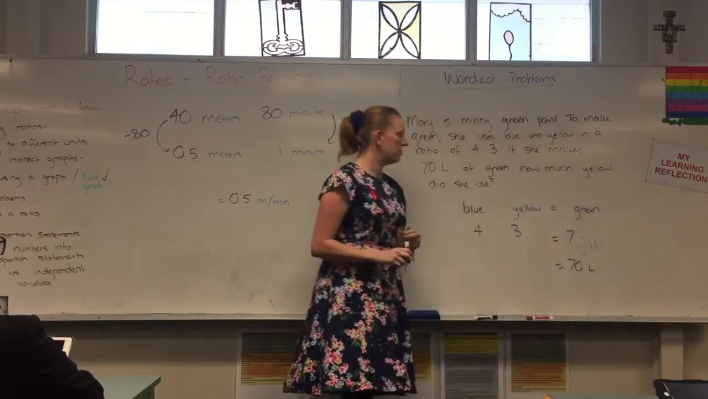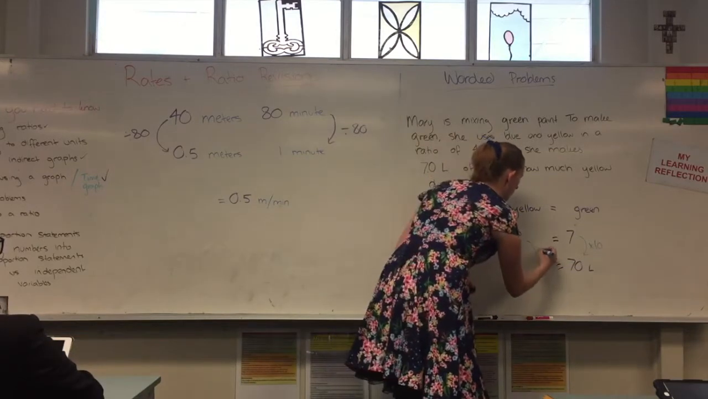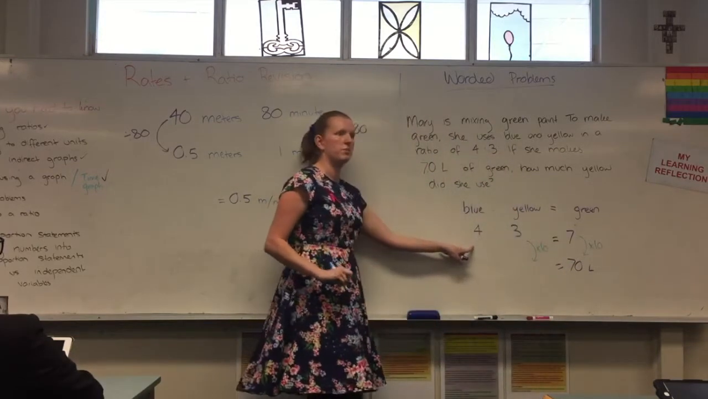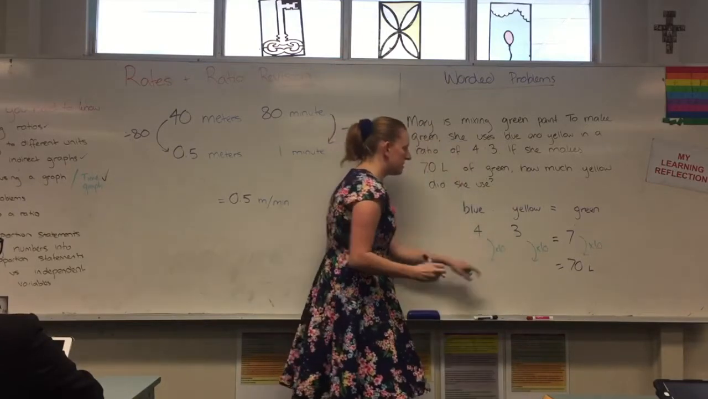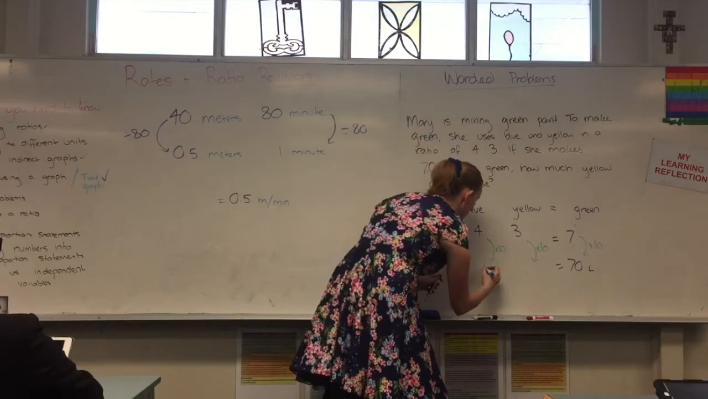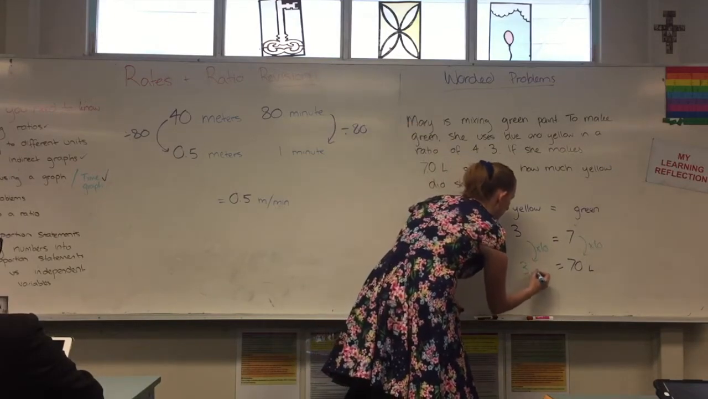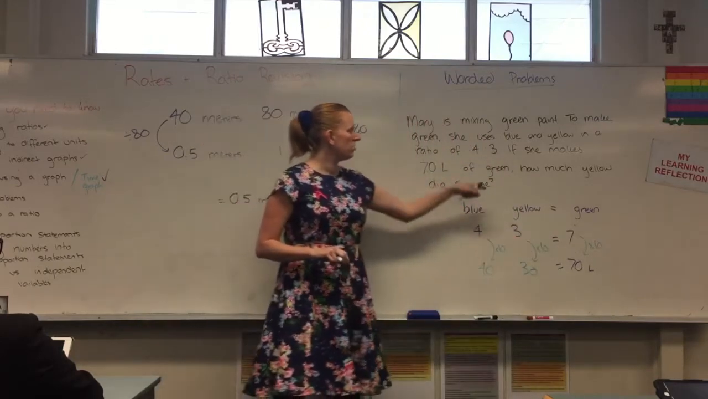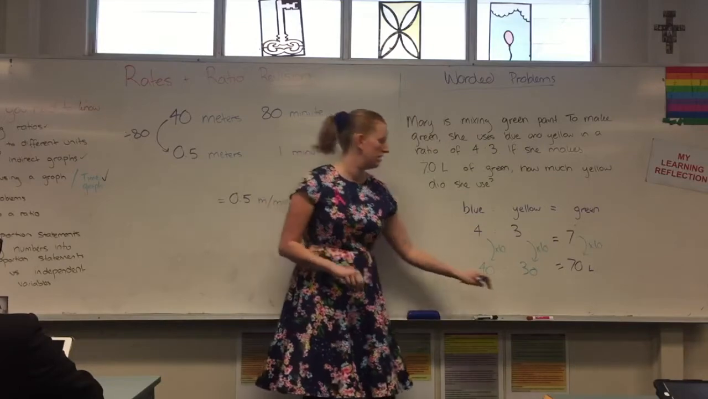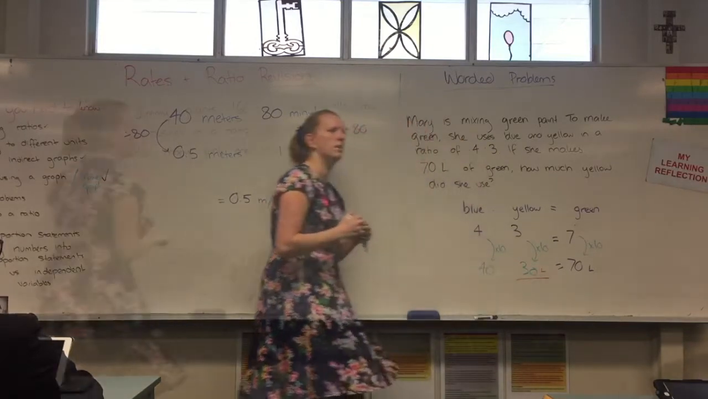So if I've done that to one part, what am I going to do to the next part? Times that by 10. What am I going to do to this one? Times 10. So 4 times 10 is? 3 times 10 is? And then together they add up to 70. And what colour am I trying to find out how much she uses? Yellow. So that's 30 litres.